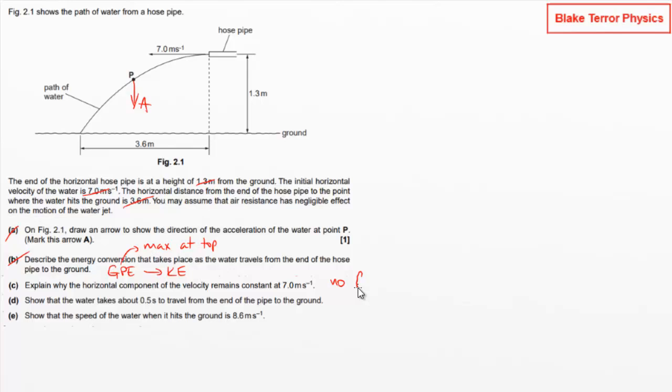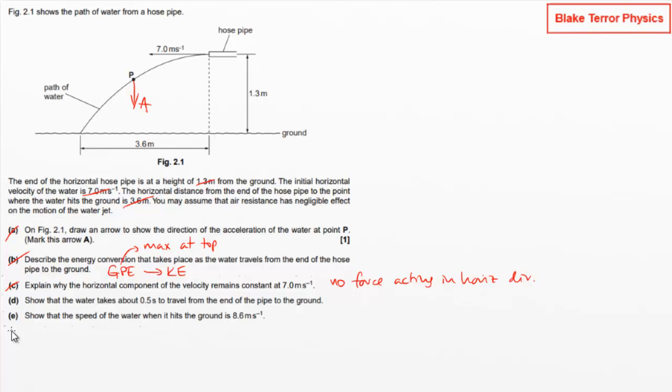C, explain why the horizontal component of velocity remains constant at 7 meters per second. So we can say there's no force acting in the horizontal direction. That's straightforward. You could say there's no acceleration in that direction, whatever you might want, it's all the same thing.